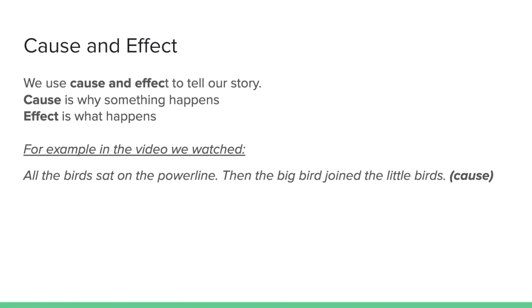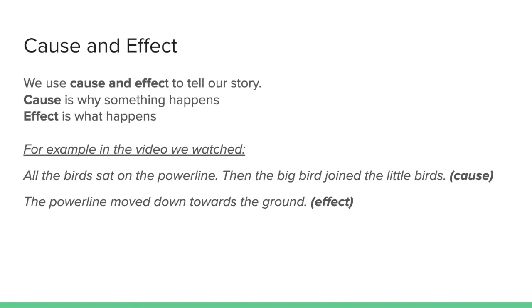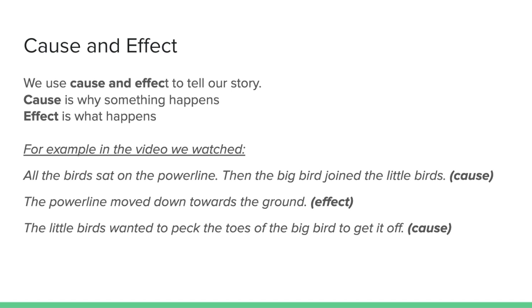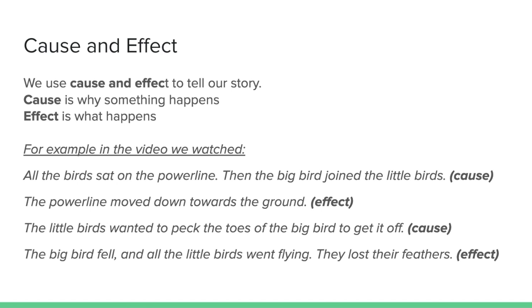So for example, all the birds sat on the power line. Then the big bird joined the little birds. That's a cause. You could also say the big bird joined the little birds could be an effect, but because we're saying this is one cause, the effect was the power line moved down towards the ground. Then the little birds wanted to peck the toes of the big bird to get it off. That is a cause. The effect of that was the big bird fell and all the little birds went flying. They lost their feathers. That was the effect.